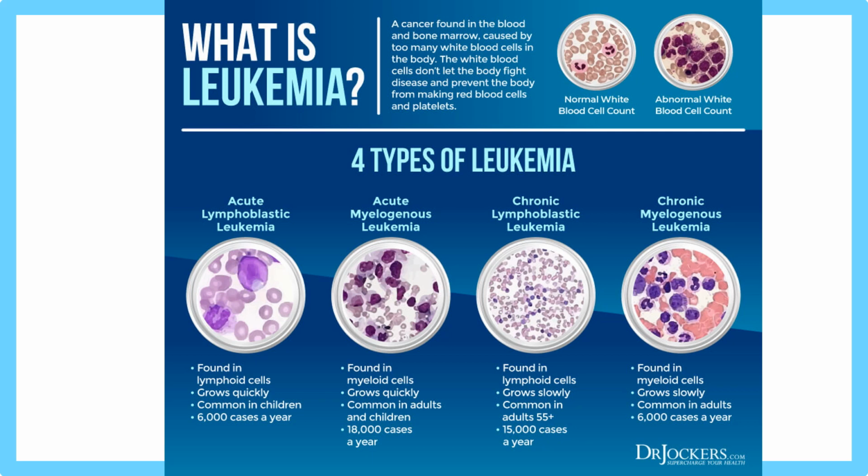Now, chronic lymphoblastic leukemia is also found within lymphoid cells, and it can grow slowly instead of quickly, and it's common in adults over the age of 55, and there's approximately 15,000 cases a year. And chronic myelogenous leukemia is found within myeloid cells, that also grows slowly, and it's common in adults, and there's approximately 6,000 cases a year.